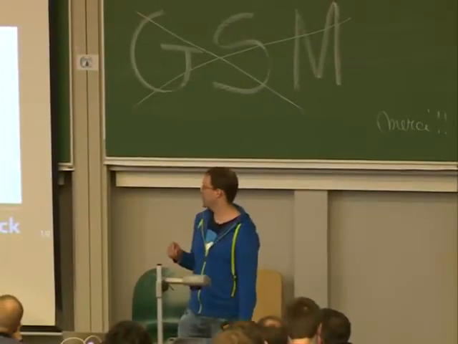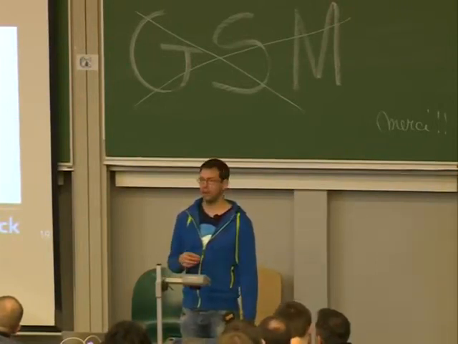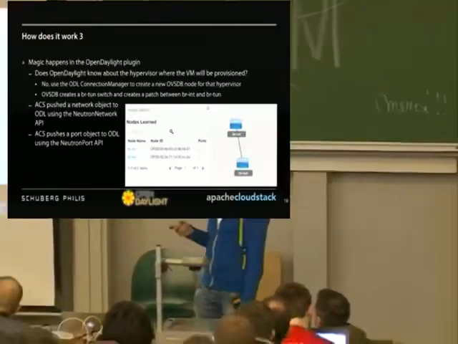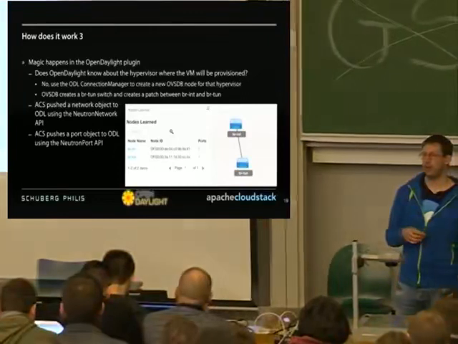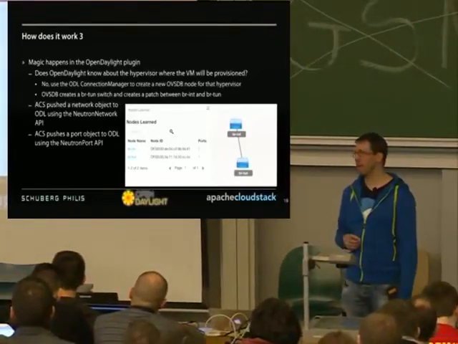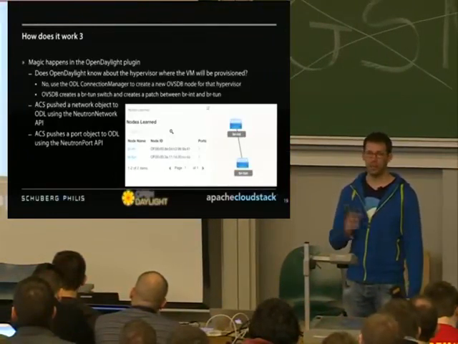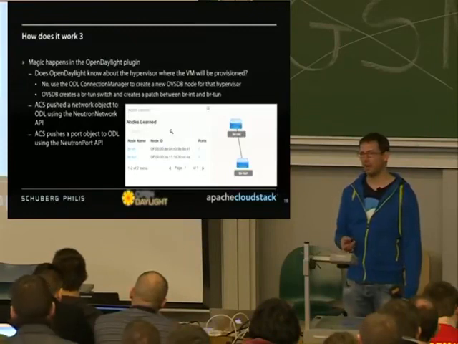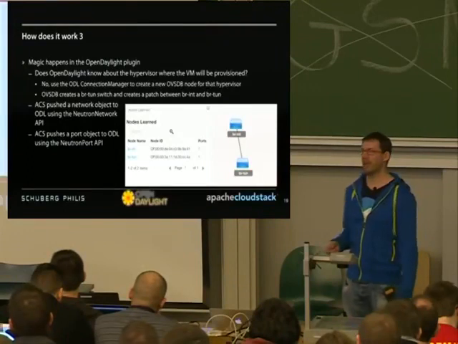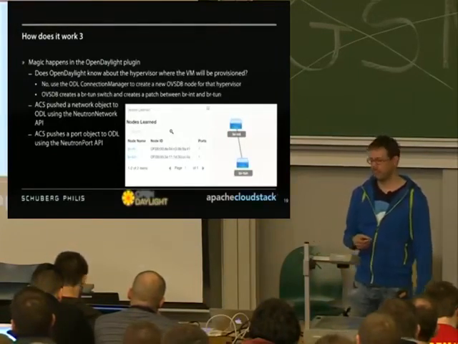When this switch is provisioned and OpenDaylight reports that it now knows about this particular hypervisor, we send it a network. For us, this was interesting because here we're using the Neutron API. Neutron has a concept of networks and ports, and we reused that idea to push our own data into the system. So we push the network, we give it a unique identifier, which is the same as the unique identifier used for the network in CloudStack, and we push a port. A port here is like a virtual network interface.